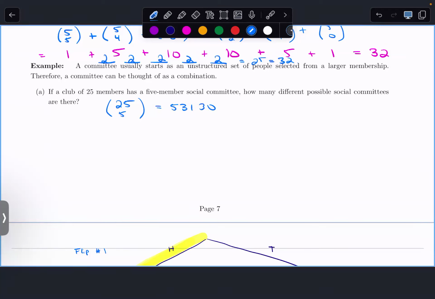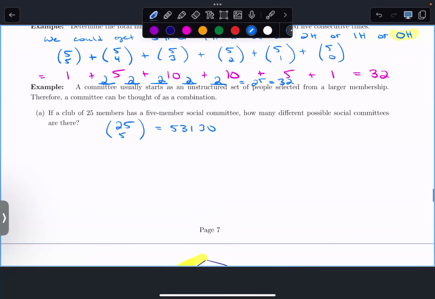When I did 25 times 24 times 23 times 22, 1, 2, 3, 4. Oh, I get a different number. It's bigger. I don't want to say something false, so we'll just leave it at 25 choose 5 while I think on it a little bit.